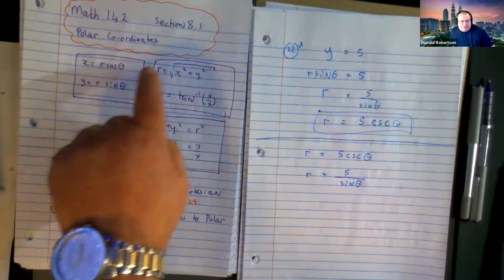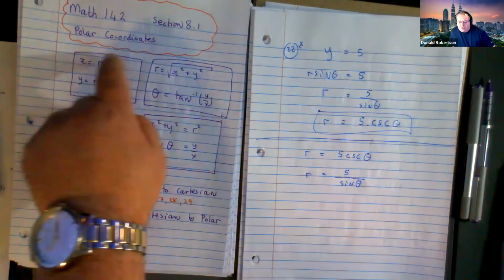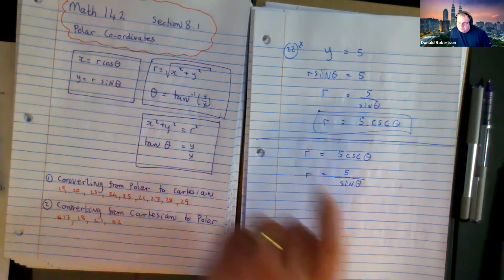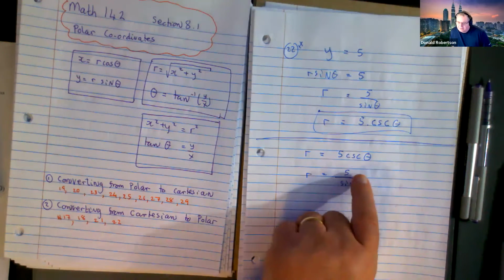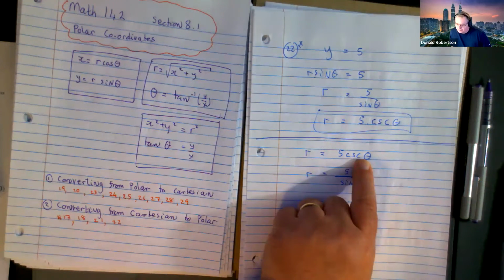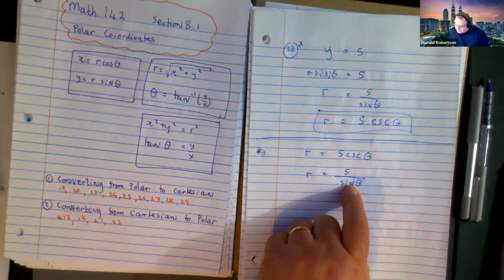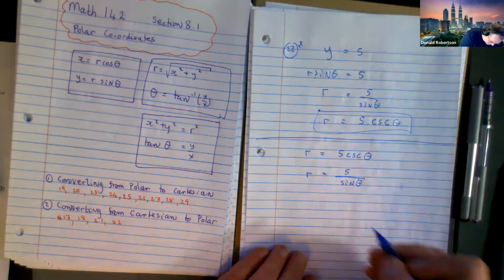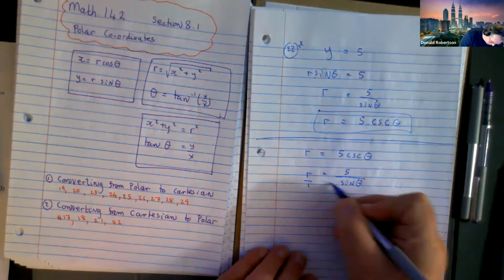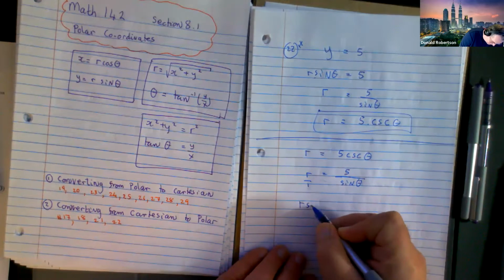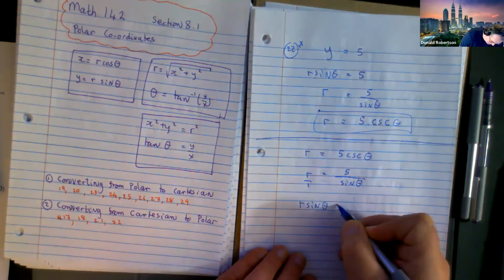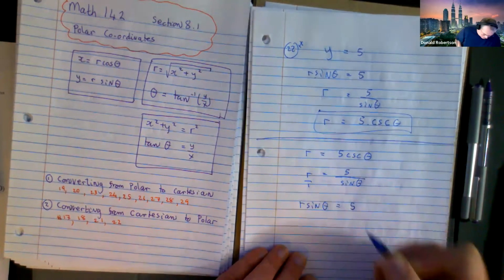Nowhere in this list do I have anything with cosecant theta in it, right? So if I leave it as cosecant theta, I'm going to be in trouble. But I can change it into this guy, which, agree, is the same as that. Now, if I cross multiply, I get r sine theta equals 5.